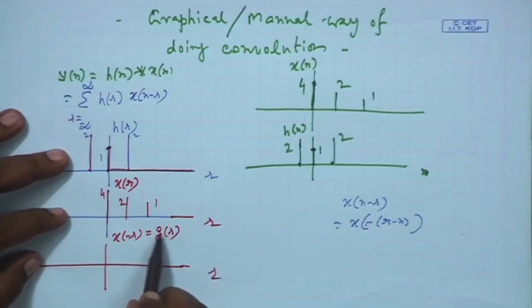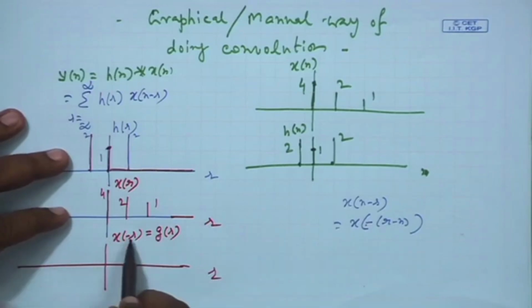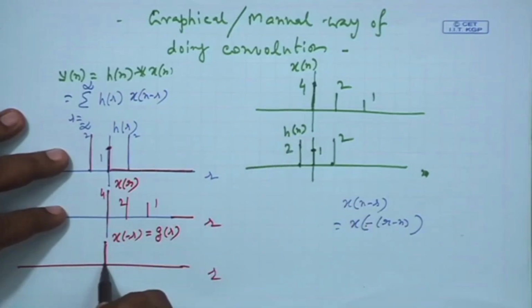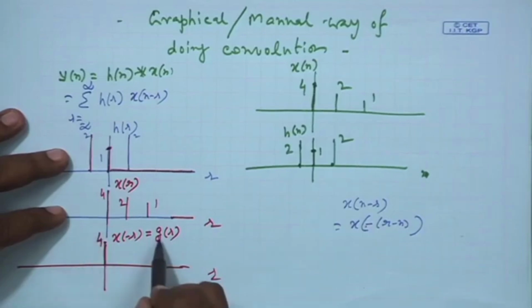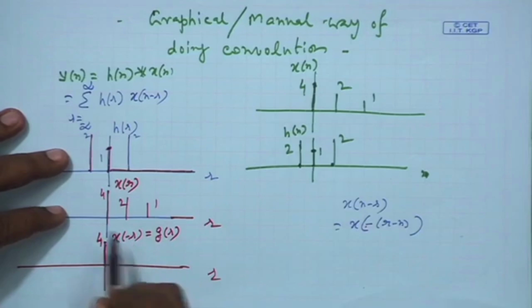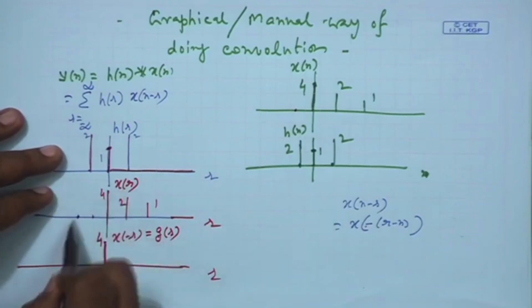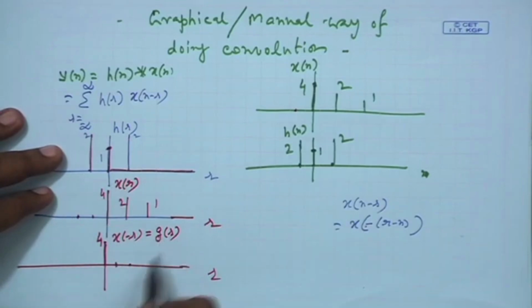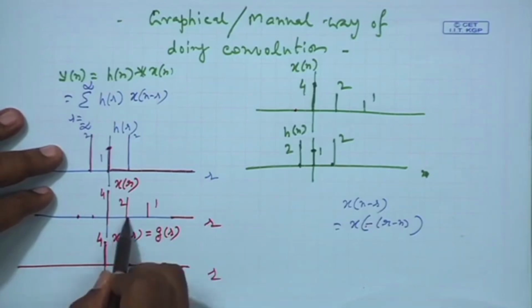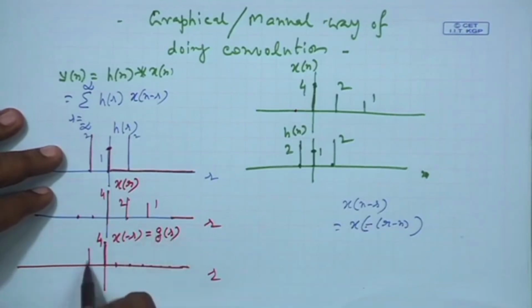So, what is g[0]? g[0] means x[minus 0], x[minus 0] is same as x[0]. So, g[0] is x[0], no problem. x[0] is 4, so g[0] remains 4. What is g[1]? g[1] is x[minus 1], but x[minus 1] was 0. So, this is 0. What is g[2]? x[minus 2], here 0 value. So, 0 and so on and so forth zeros. What is g[minus 1]? g[minus 1] means x[minus minus 1]. So, x[plus 1], x[1] was 2. So, g[minus 1] at this point minus 1 it is 2.